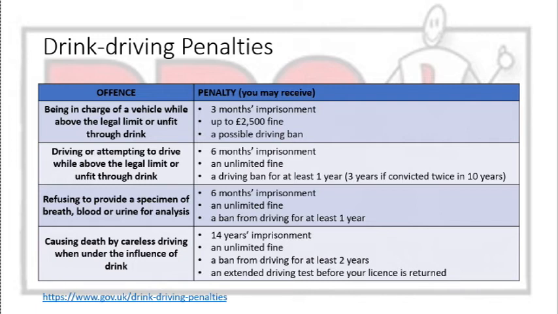Refusing to provide a specimen of breath, blood or urine for analysis, and these are the 3 ways that they can identify, carries 6 months imprisonment, an unlimited fine, and a driving ban for at least a year. And then the 4th and most serious offence, causing death by careless driving when under the influence of drink: 14 years imprisonment, an unlimited fine, a ban from driving for at least 2 years, and an extended test before your licence is returned. And the link there, the government website, will link you not just to these drink driving penalties, but also to other penalties.